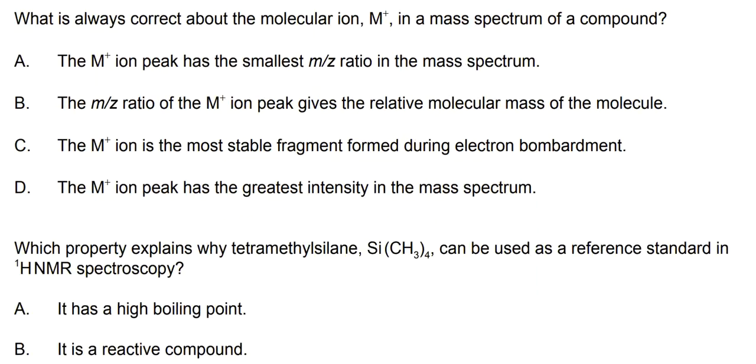What is always correct about the molecular ion in the mass spectrum of a compound? M plus is going to have the smallest m/z ratio. No, I don't think so. It's going to have the highest because it's a molecular ion. The m/z ratio gives the relative molar mass. That seems to be correct, because when we learn about mass spectrum, the first thing we learn is to determine the molecular mass of the compound by using the parent molecular ion.